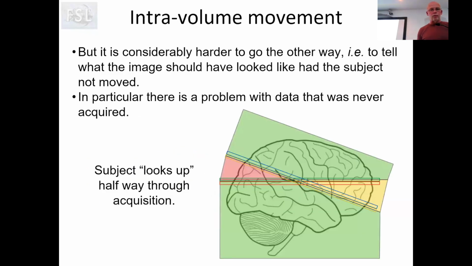But a more difficult problem is that once we know how the subject moved, we then need to recreate a volume, the volume we would have had if the subject hadn't moved. That's a bigger problem. The reason this is a bigger problem is the following. What we have here is a subject that looks up. So halfway through the acquisition, he does this, right? So that means we start acquiring here, and we go up. And then as he looks up, this part here is shifted into the part that has already been acquired. So we have a wedge here that is simply not acquired at all. We have a wedge here, which has been acquired twice. So how do we deal with this?